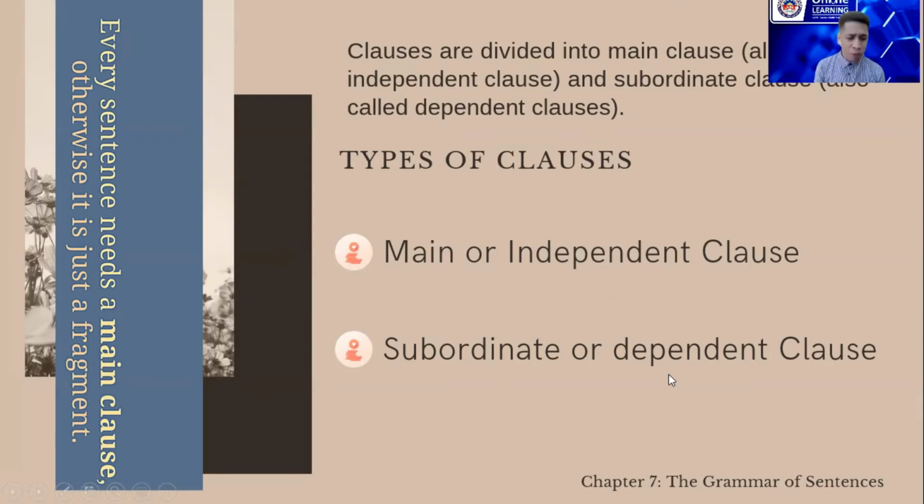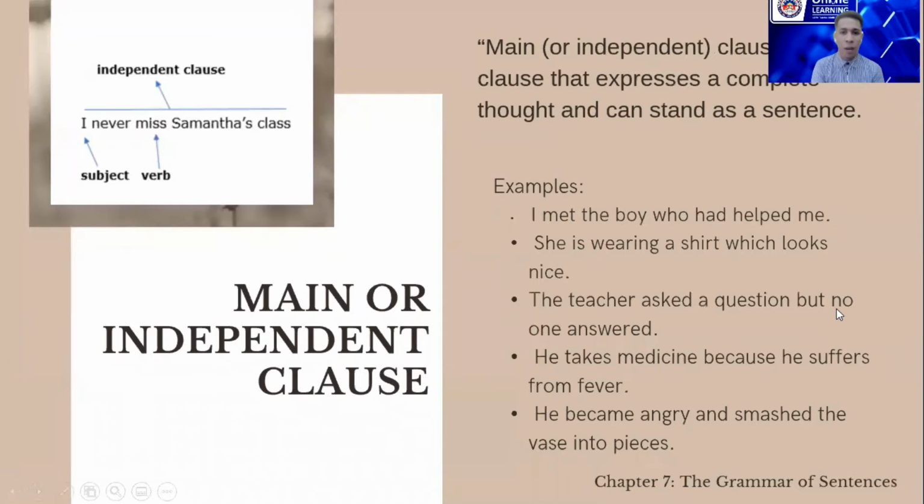When we speak to somebody else, there will be times people might get confused because they do not understand what we are saying. For example, you tell them that we will go, and they ask what comes next. When you arrive, what comes next? There should be a strong clause in order for us to identify the correct thought of the sentence. A main clause can be easily understood because it expresses a complete thought and can stand as a sentence. For example, I met the boy who had helped me. The subject here is the boy, and the verb that we use is met.